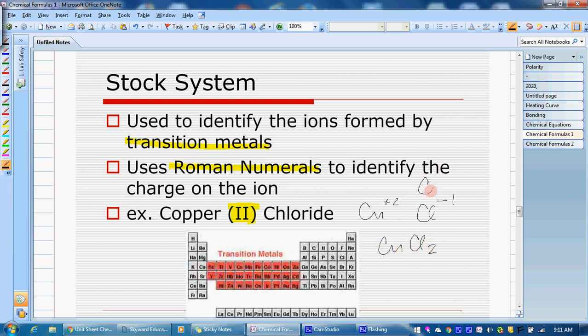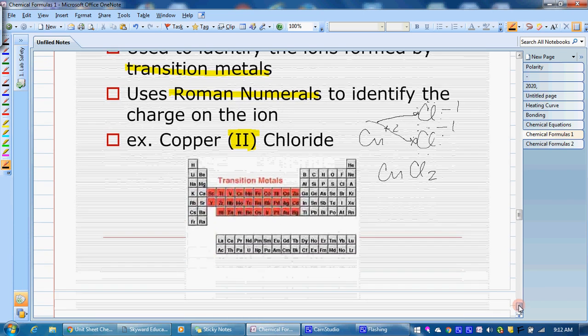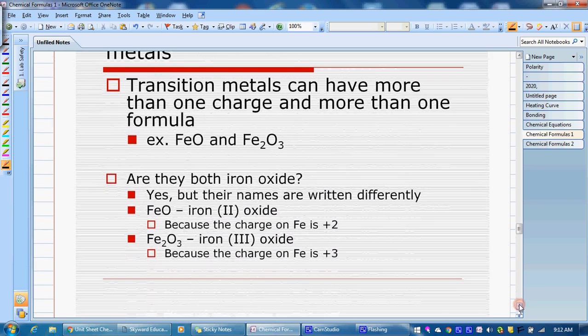Another way of thinking about it is writing out that second chlorine. Copper is going to give 1 of its valence electrons to this chlorine because it has 2. This chlorine needs 1, so copper is going to give the other one to there. So you need 2 chlorines and 1 copper. Okay, again, transition metals have more than 1 charge.